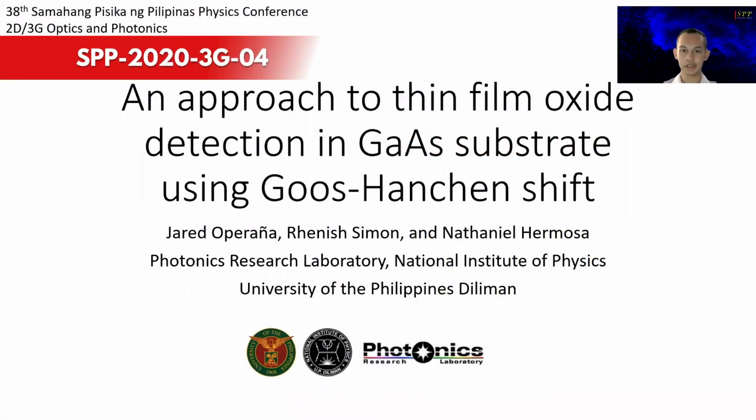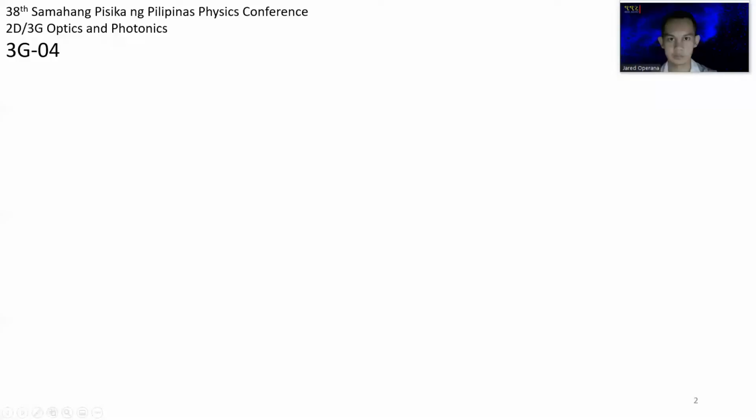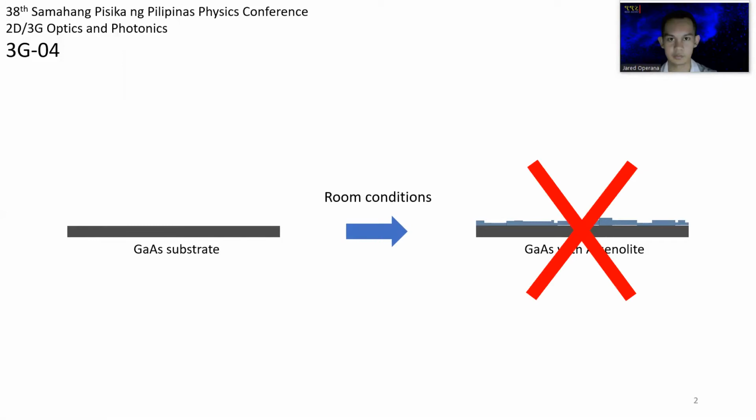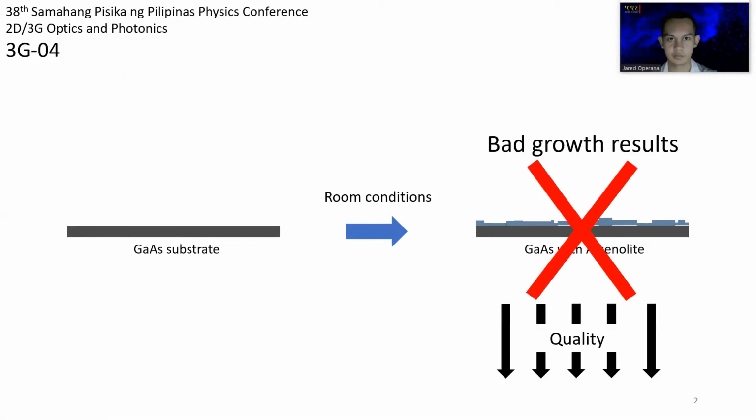Good day, everyone. I am Jared Operana, and I will be presenting our paper entitled An Approach to Thin Film Oxide Detection in Gallium Arsenide Substrates Using Goos-Hanchen Shift. When gallium arsenide substrates are exposed to room conditions, it promotes the growth of an unwanted oxide. This can induce bad deposition growth, lowering its overall quality.